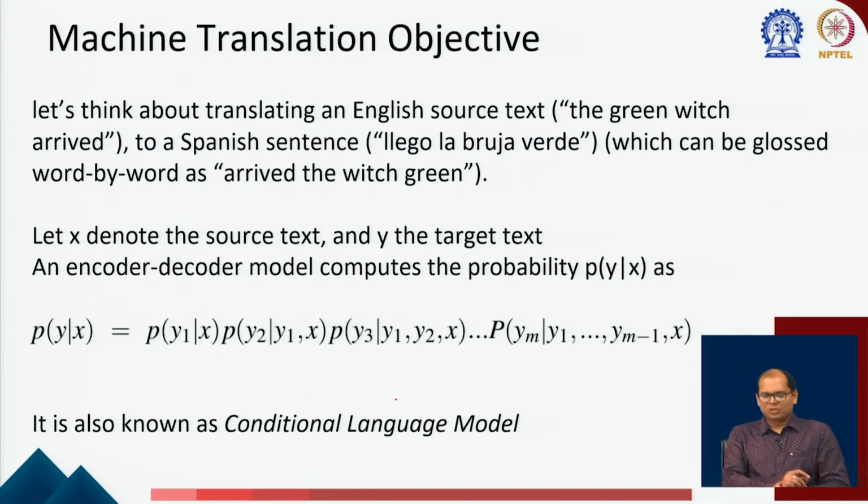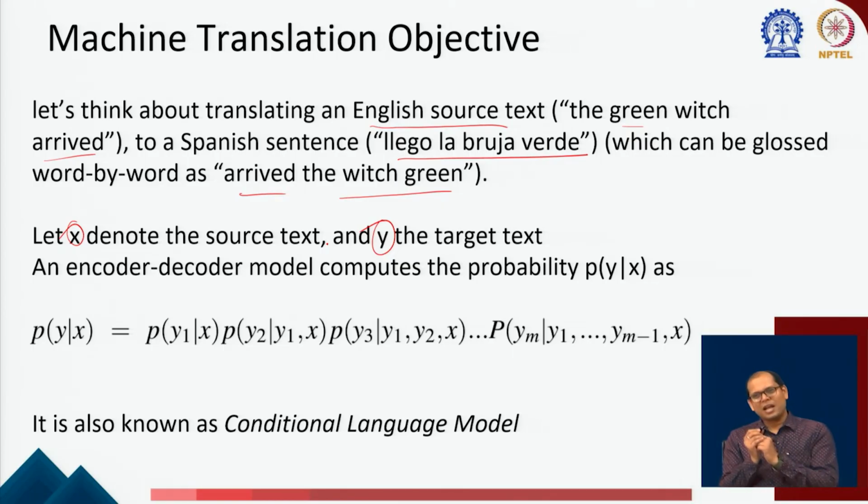Okay. So then let's look at the objective again for machine translation. What do we have? You have an English source sentence, "the green which arrived", and you want to translate it to Spanish. And this actually is crossed as just a permutation of this, "arrived the green bridge". Okay. And let us say X is my source sentence and Y is the target text.